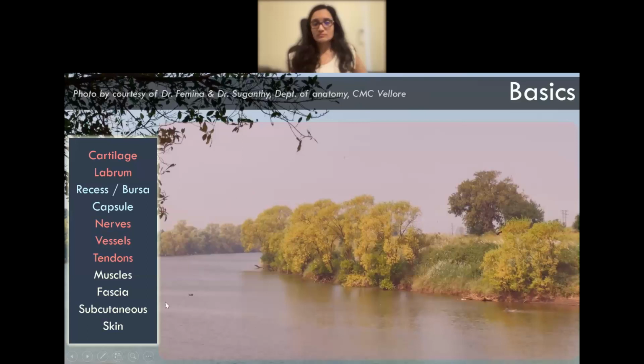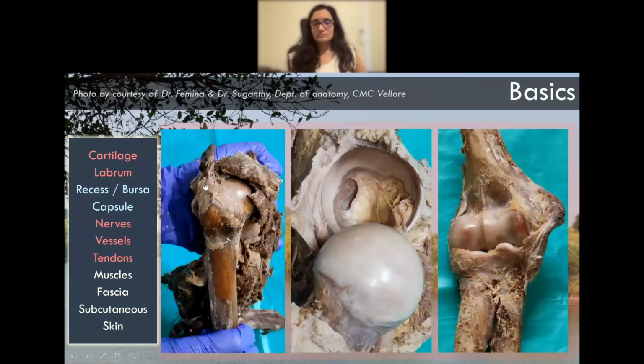Okay, so now in interventions, either fluoroscopy or ultrasound guided, our target is to traverse the skin, subcutaneous tissue, fascia, and muscles to enter the capsule, the joint cavity, or the recess. At the same time, we will be avoiding all the neurovascular bundles and the tendons in the course, and we would not touch the labrum or cartilage.